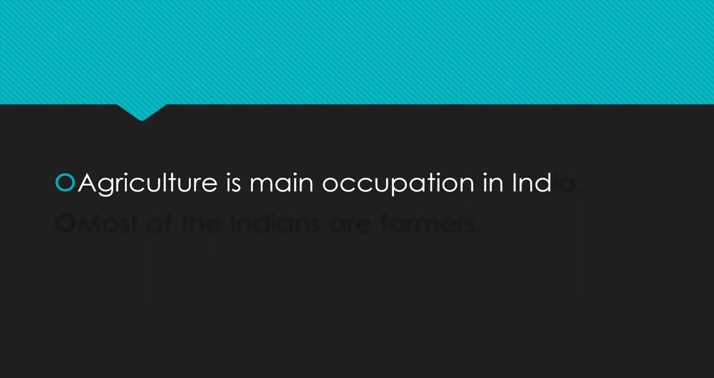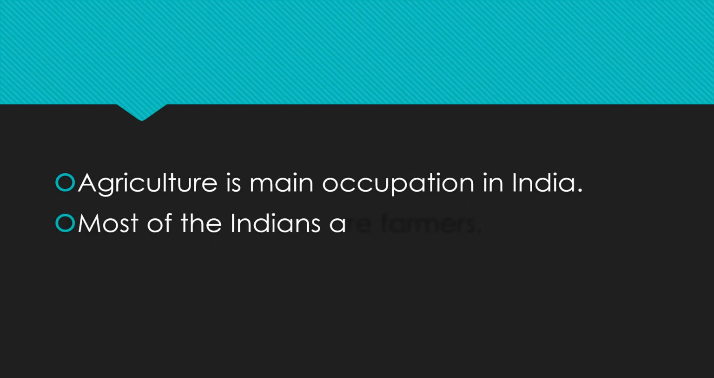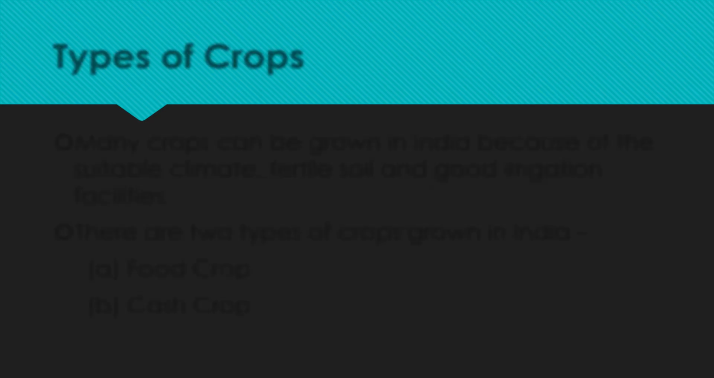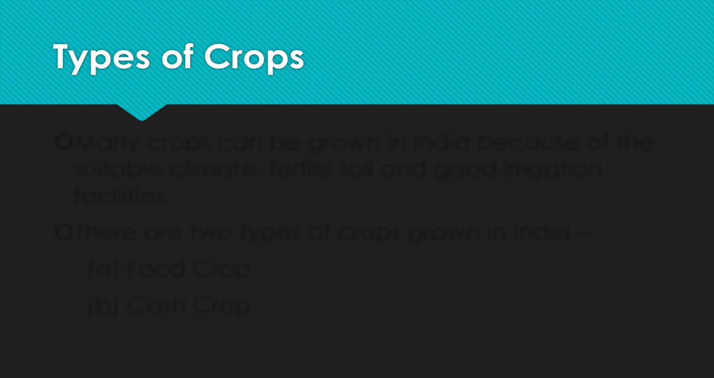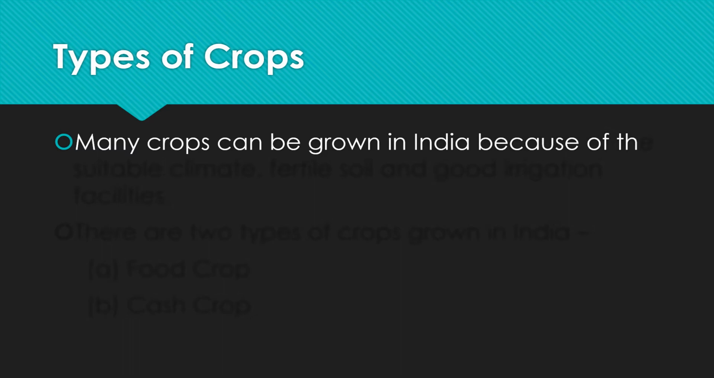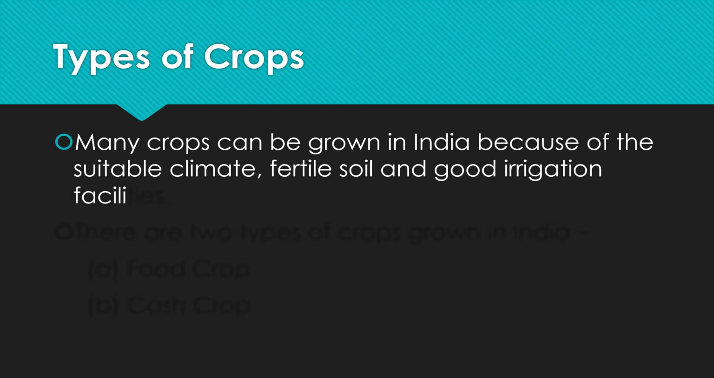Agriculture is the main occupation in India. Almost more than half of Indians are farmers. Now let us see which types of crops are grown in India. Many crops can be grown in India because of the suitable climate, fertile soil, and good irrigation facilities. So India has a suitable climate for most types of crops to be grown here. Fertile soil is there and many good irrigation facilities are there. Irrigation means to water the crops properly.